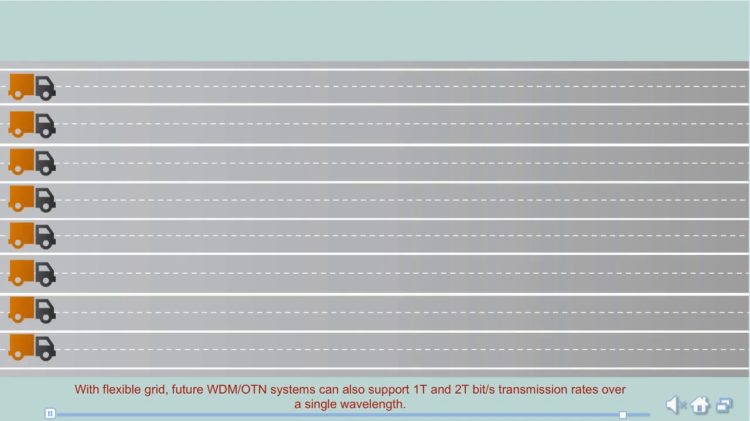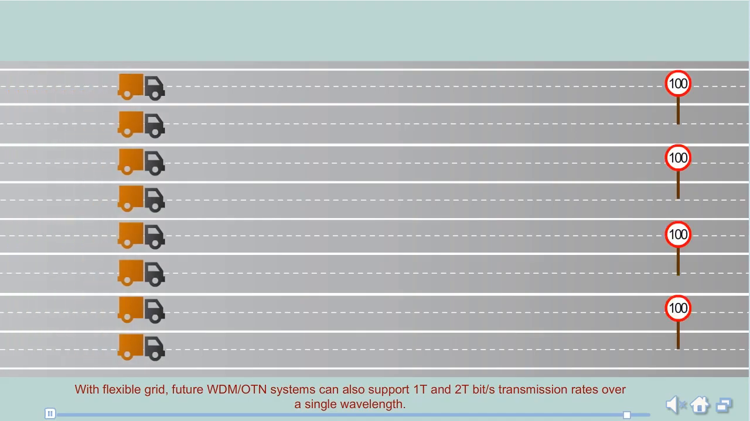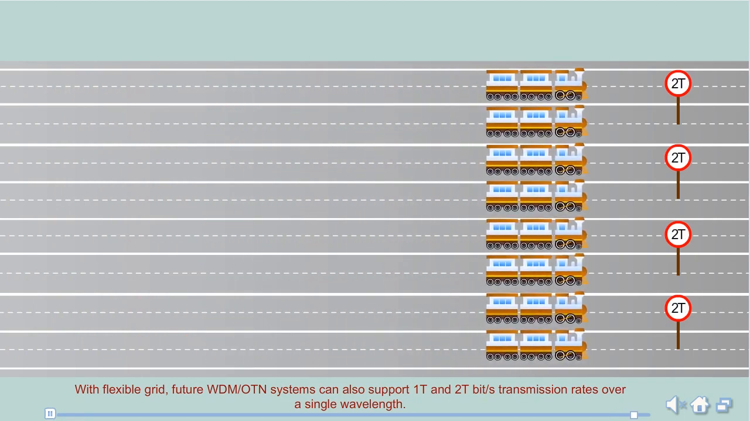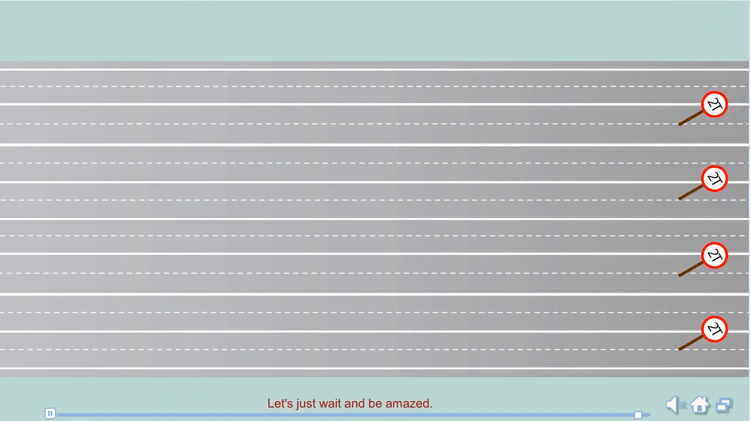With flexible grid, future WDM OTN systems can also support 1T and 2T bits per second transmission rates over a single wavelength. Let's just wait and be amazed.